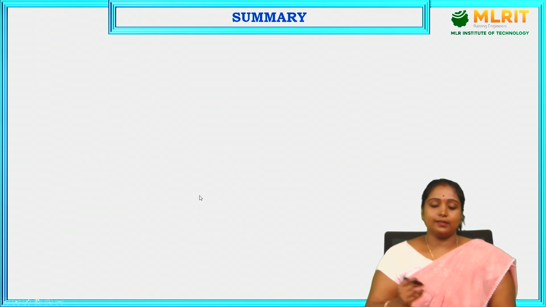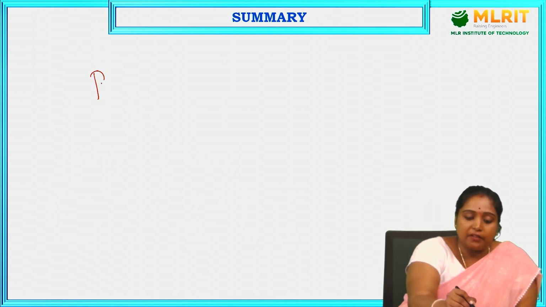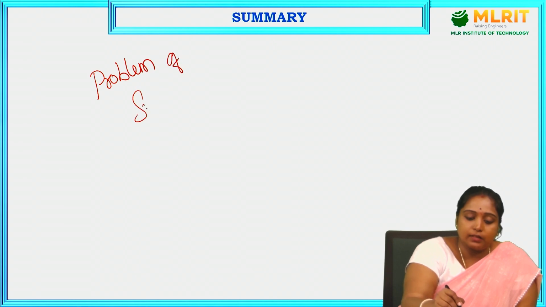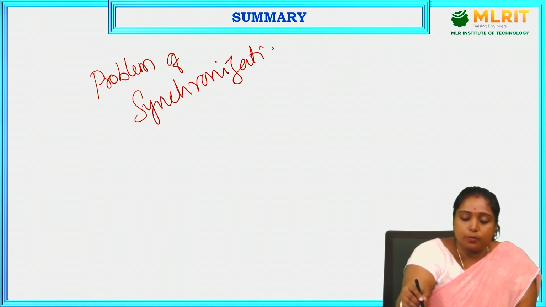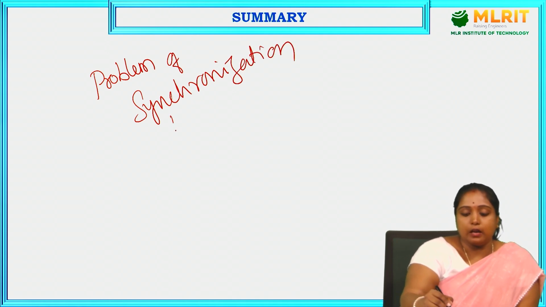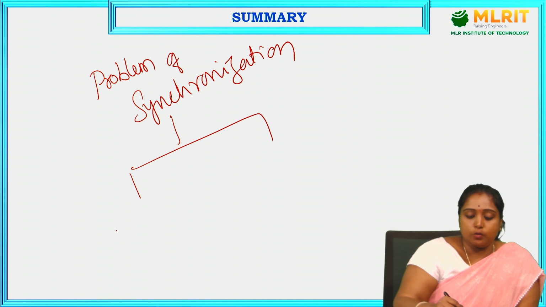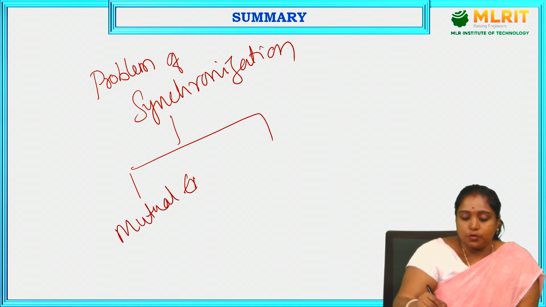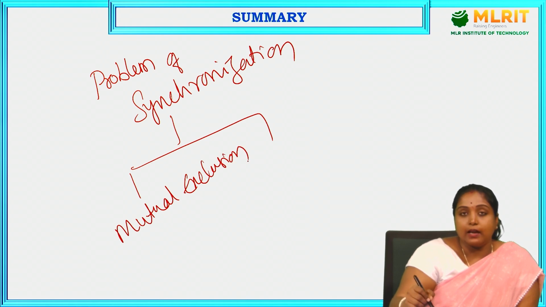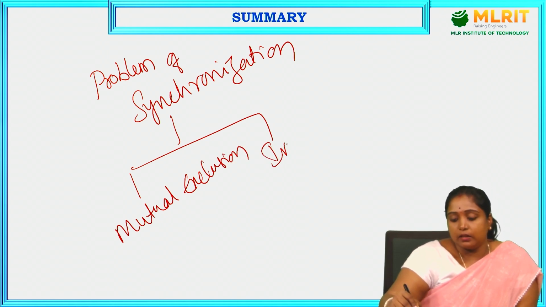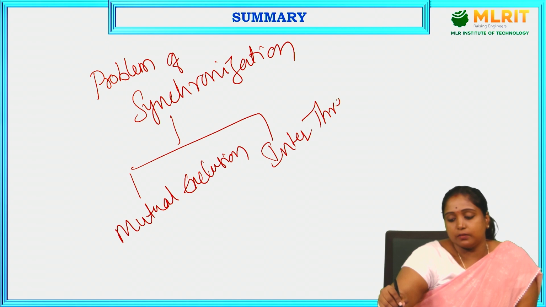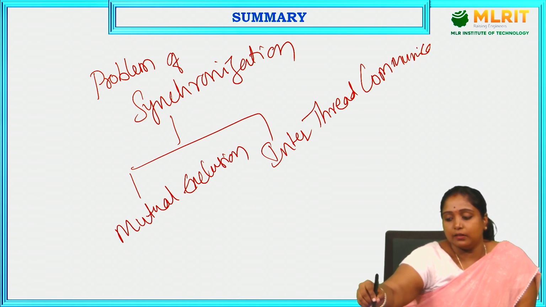So in this session, what we have seen is the problem of synchronization, what is synchronization, what is the problem with synchronization, and how you can solve it. You can solve it by two methods. One is mutual exclusion and the second one is inter-thread communication. So we have completed method 1 in this session.